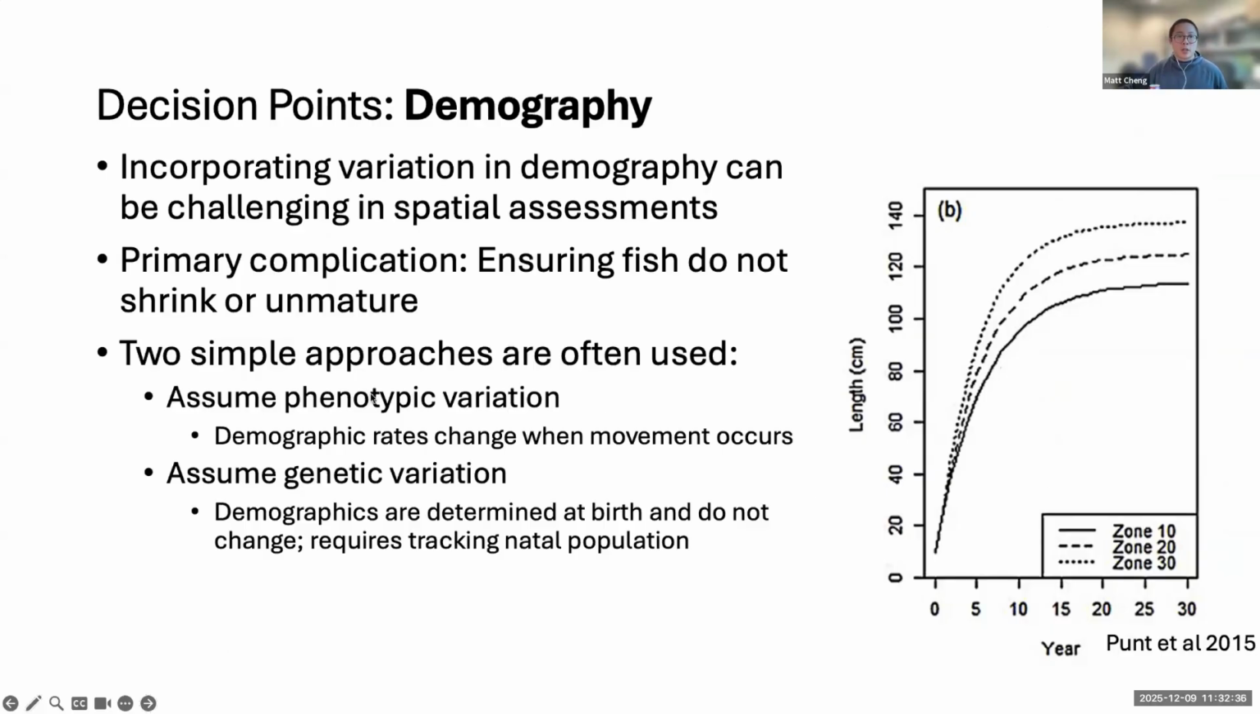One is to assume what we call phenotypic variation, where demographic rates change as soon as movement happens. So as an individual moves from region 1 to region 2, it takes on the new rates of region 2 without accounting for the fact that it was previously in region 1. The other way is to assume genetic variation, where demographics are determined by the natal population and they don't change. This requires tracking the natal population. But none of these are really satisfactory or, quote unquote, realistic.